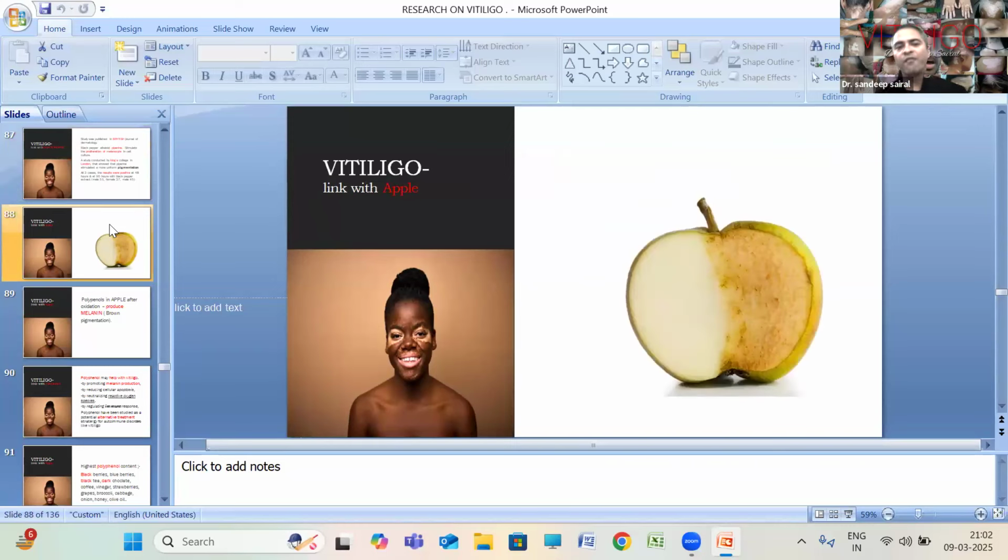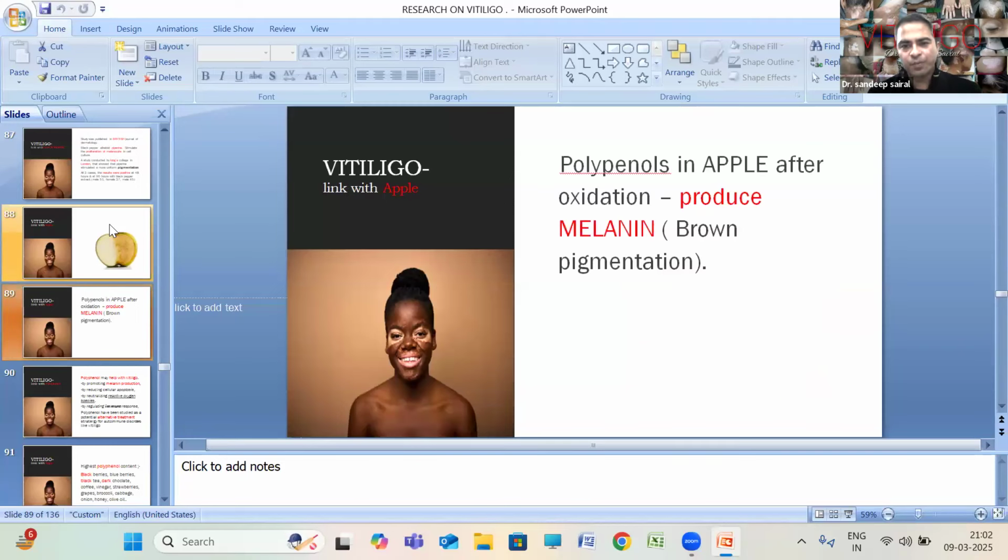I think everyone here present or who will be listening later must have seen that when we cut an apple and keep it for some time, its color changes to a slightly brownish color. Why does it happen? The reason is that the apple has some polyphenol. When we cut it, there is oxidation of polyphenol, and oxidation of polyphenol produces melanin. That's what we require in vitiligo. And this melanin is responsible for this brown coloration.